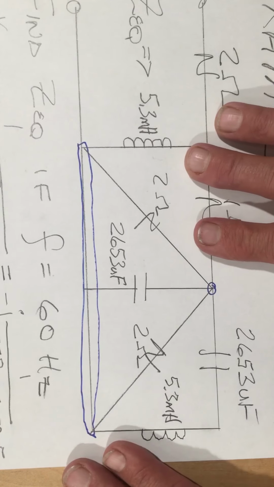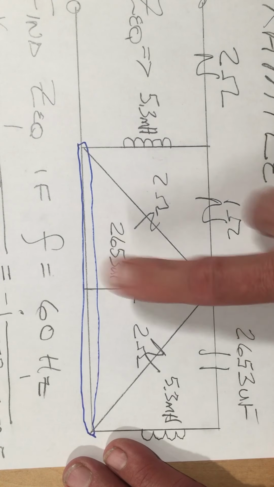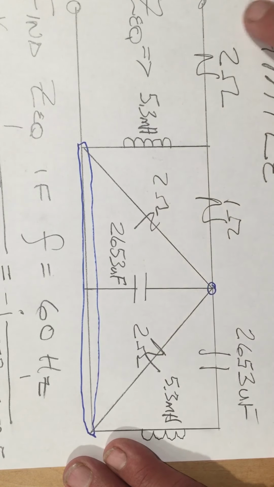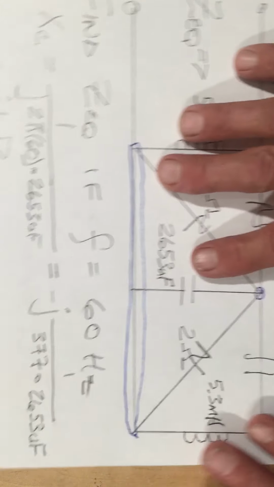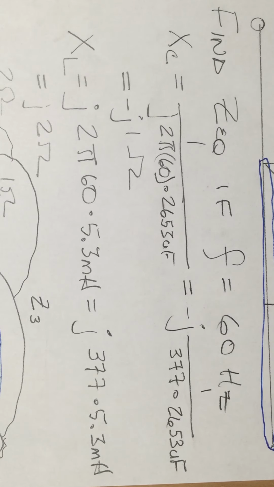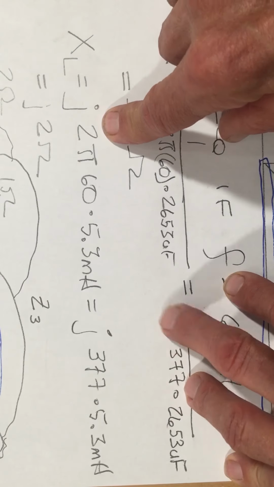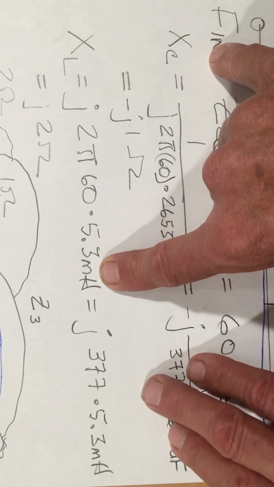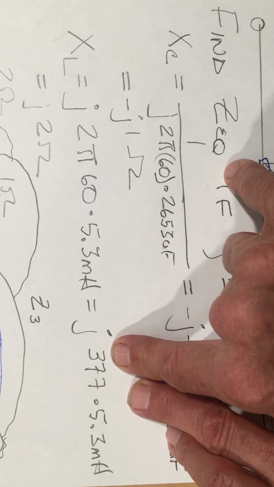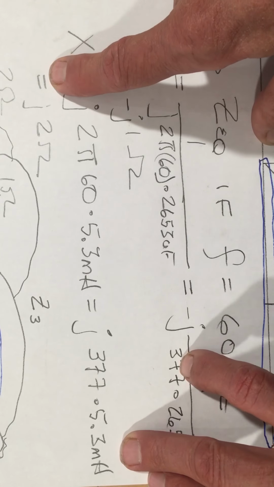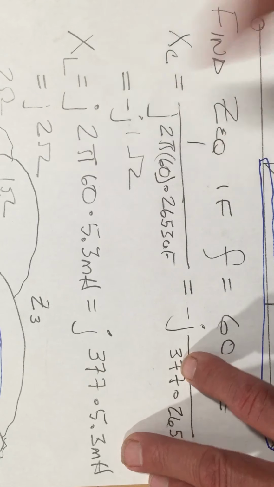So this is going to be minus J1 ohm, and this is going to be minus J1 ohm. Notice that all four of those resistors are already in ohms, so I don't have to do anything because resistors are in ohms. Okay, next I need to change the inductors into ohm values. Once again, J times 2 pi F, which in this case is 60, times 5.3 millihenries, which equals J times 377 times 5.3 millihenries, and I get J2 ohms. So now I redraw the circuit.